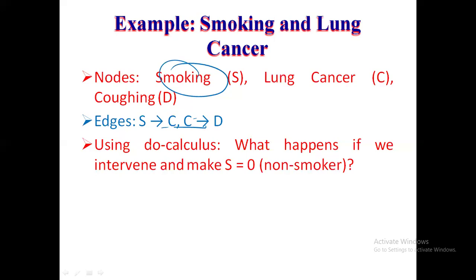Using do calculus, what happens if we intervene and make S equal to 0? That is a non-smoker. If we force S equal to 0, eliminating smoking, we can estimate how lung cancer rates would change even without historical data on non-smokers.